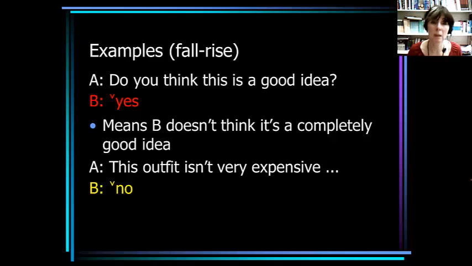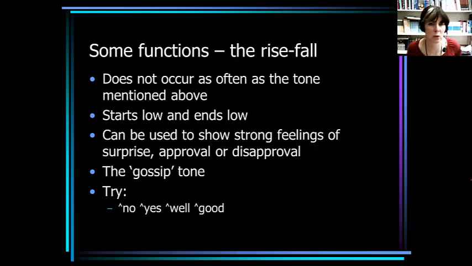So, as an example, if A says, do you think this is a good idea? And B says, yes, then they actually don't really think it's a very good idea. They don't want to say no, but they're really saying no with the pitch of their voice. So when you think about those yeses and nos that we had earlier, this is where this comes into play. However, if A said, do you think this is a good idea? And B said, yes, then they would really think it was a good idea. If A says, this outfit isn't very expensive, and B says, no, then it's a bit like, well, it's too expensive for me, might not be expensive for you, so there's reservation in this. Just a couple of examples of how that's used.